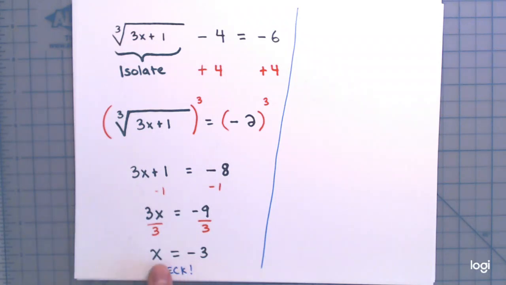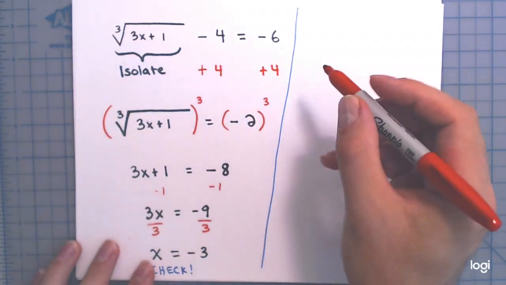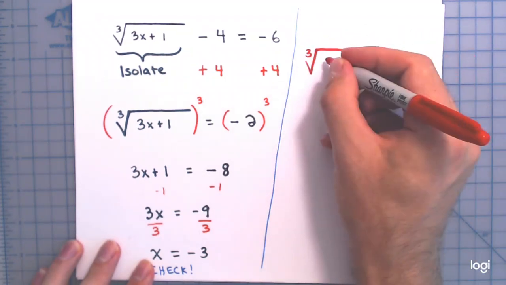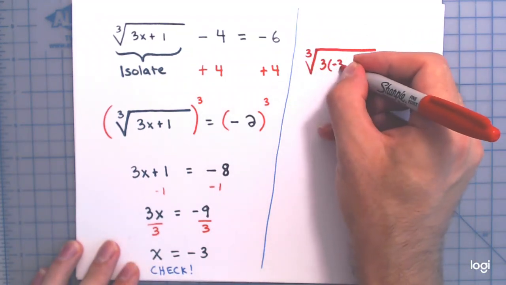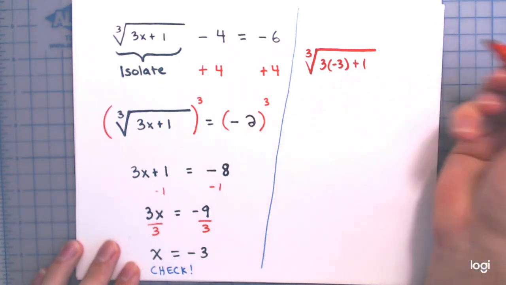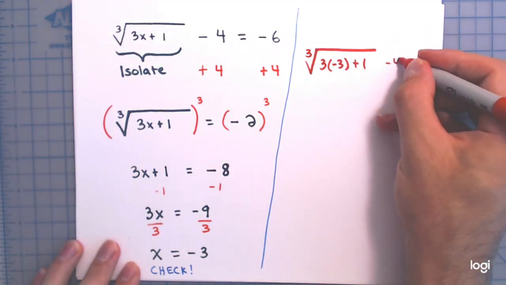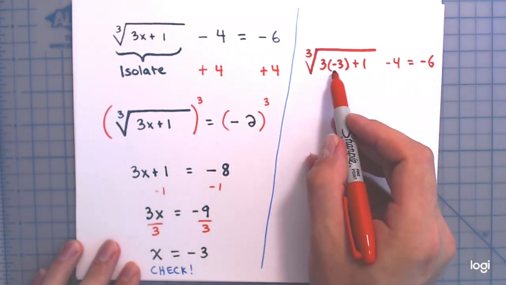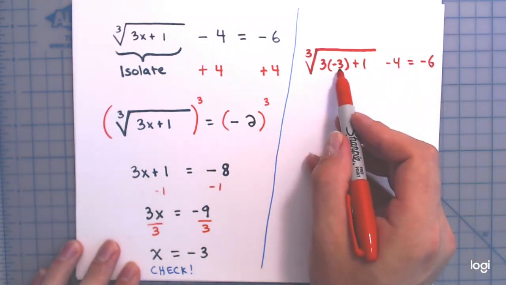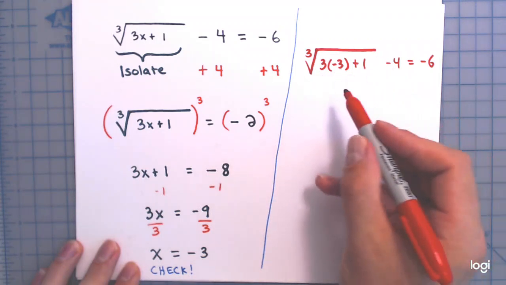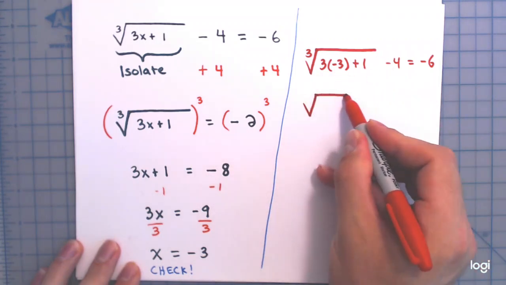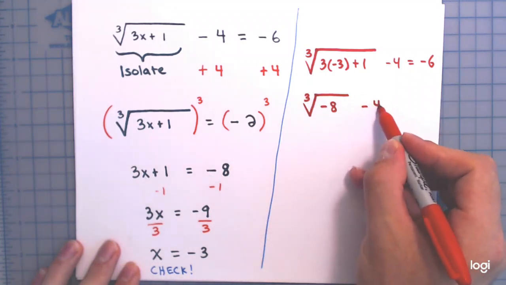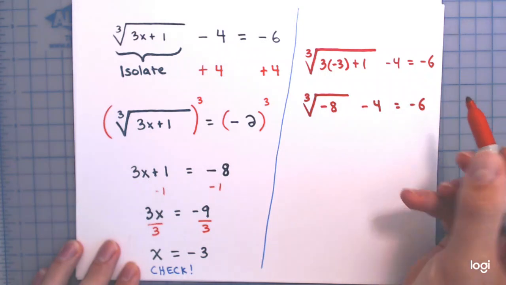So there's only one number to check, negative 3. So back up here I've got the cube root of 3 times negative 3 for x, and then plus 1. Then we have minus 4 afterwards, equals negative 6. Alright, so what's the radicand here? 3 times negative 3 is negative 9, plus 1 is negative 8. So I got the cube root of negative 8, then minus 4. Is that equal to negative 6?